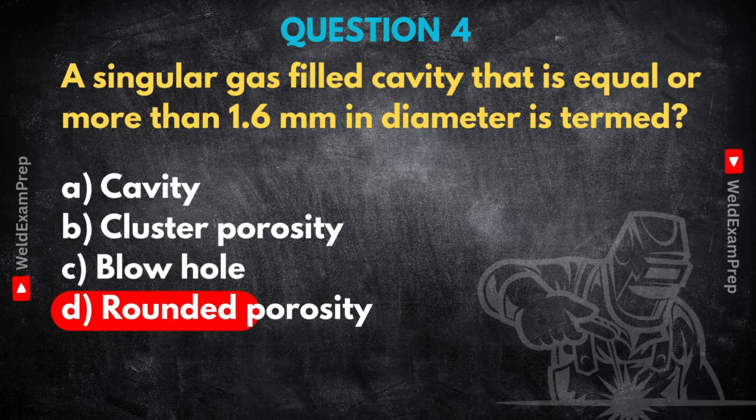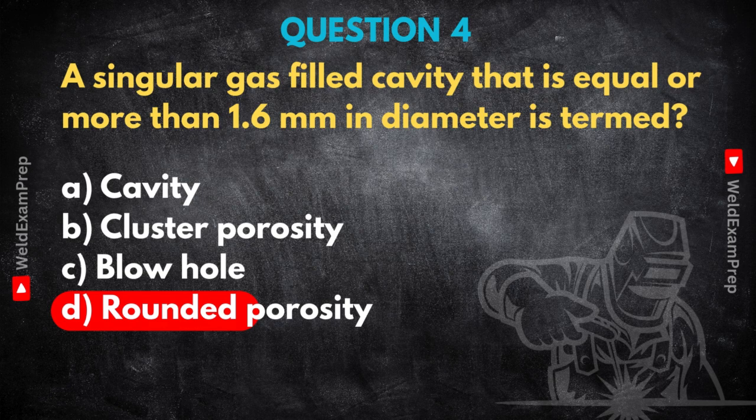A blowhole is specifically a single gas cavity, and that size, 1.6 millimeters or bigger, is the key differentiator. Below that, even if it's singular, it might just be classed as rounded porosity. Cluster porosity obviously means groups of pores, and cavity is just too general. It doesn't give enough information. So blowhole tells you: single, gas-filled, and meets that size minimum.